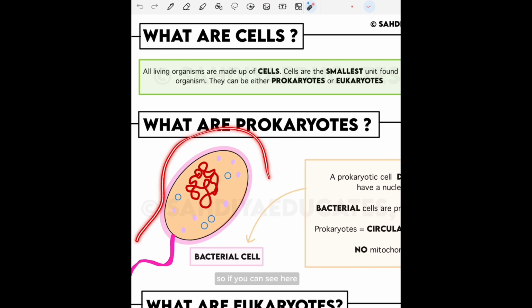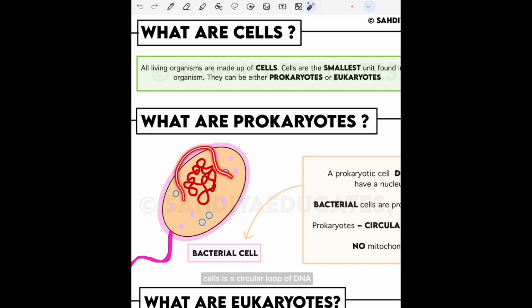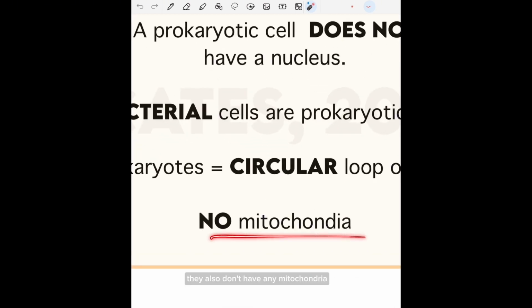So if you can see here, I've just drawn an example of a bacteria cell. Prokaryotic cells don't have a nucleus, but they do have DNA. Now, the DNA that's found in prokaryotic cells is a circular loop of DNA. They also don't have any mitochondria.